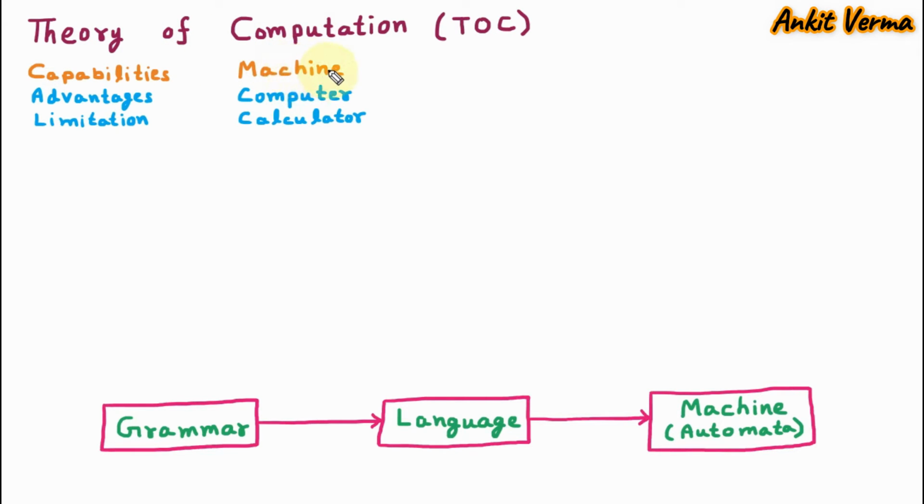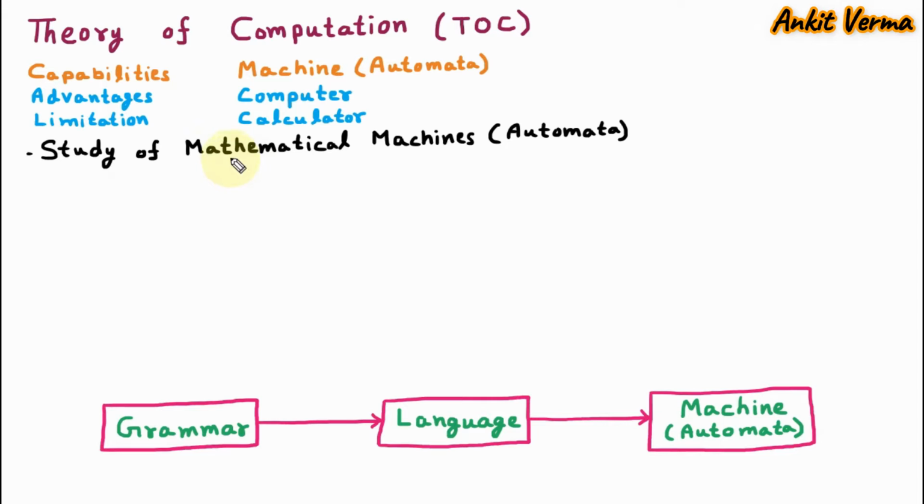Machine is also called automata. That's why this subject is also known as automata theory. So theory of computation is the study of mathematical machines. And here we understand how the mathematical machine works.